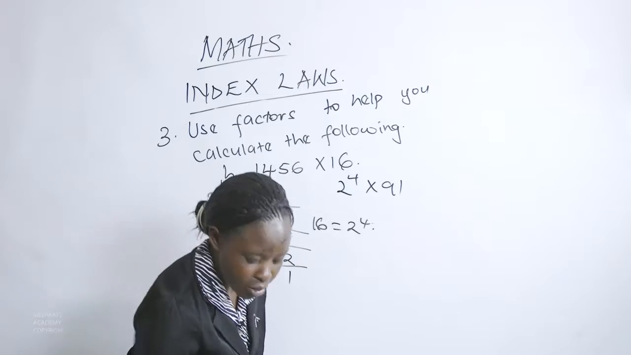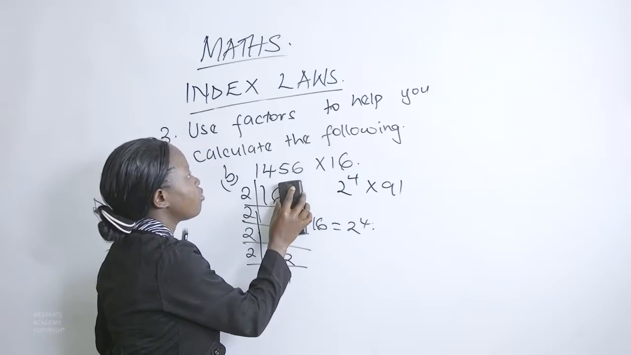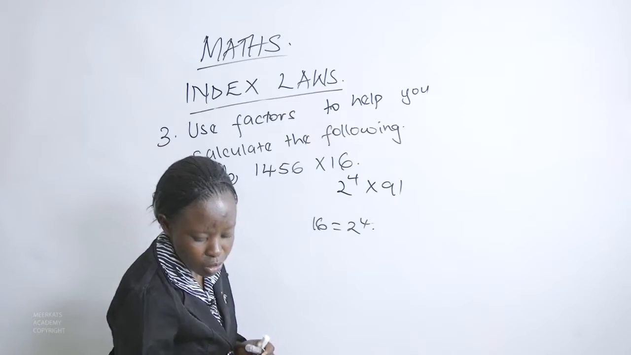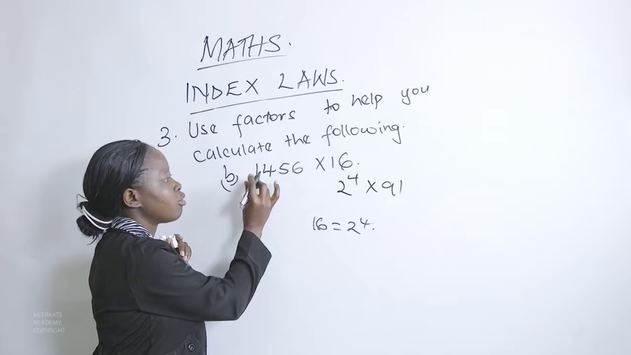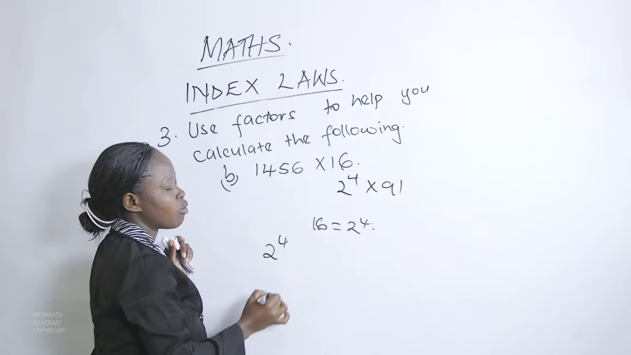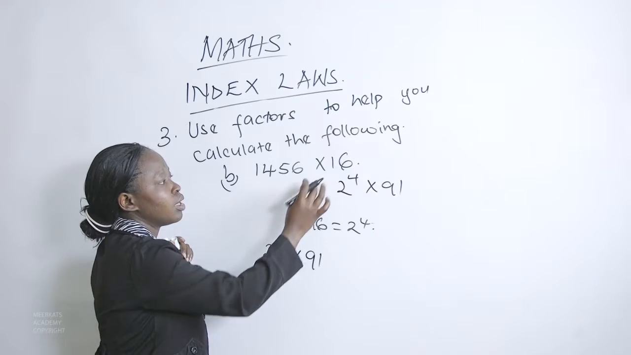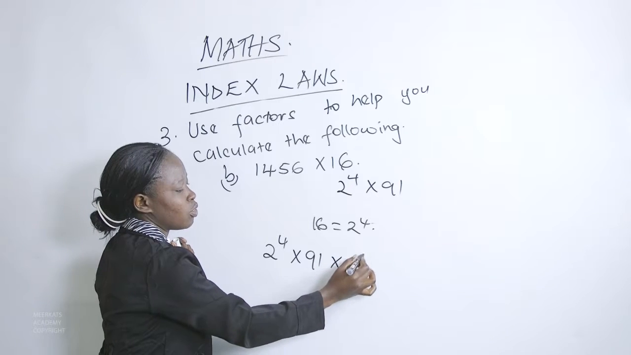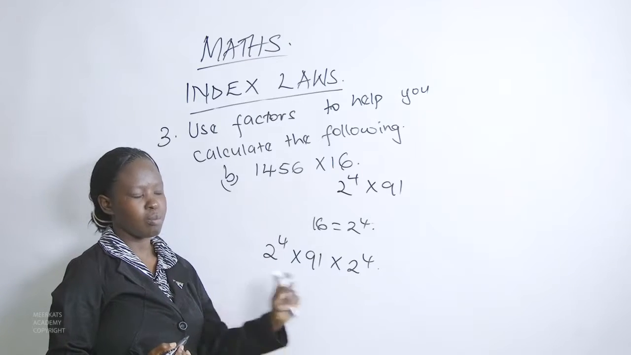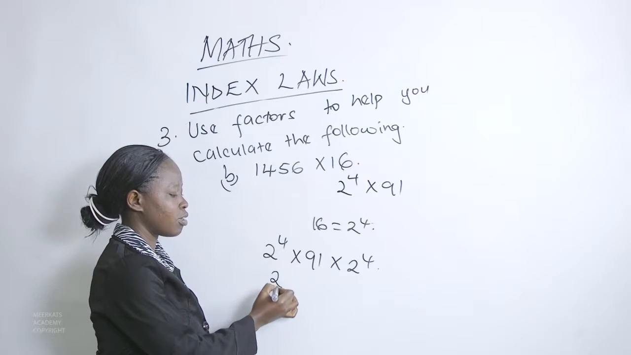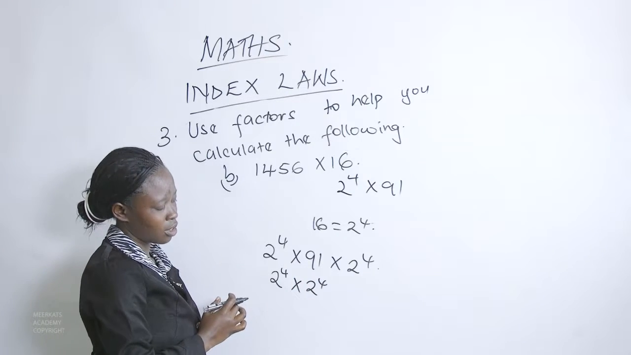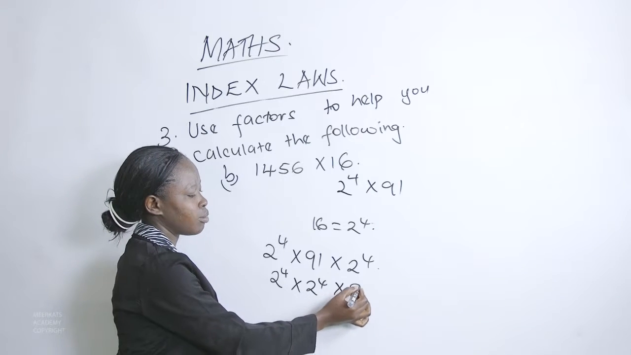So those are the figures we have, and we want to use the factors to simplify our equation. So that means that I'll have 1456 will be the same as 2 to the power of 4 times 91. Then 16 is the same as 2 to the power of 4. So I'm having 2 to the power of 4 and 2 to the power of 4 on the other side. So this means the same as 2 to the power of 4 times 2 to the power of 4. I'm collecting the ones that have the same base, then times 91.